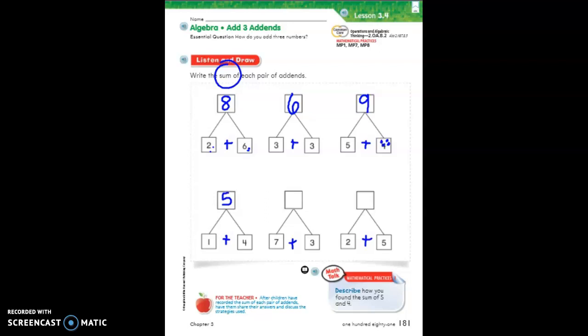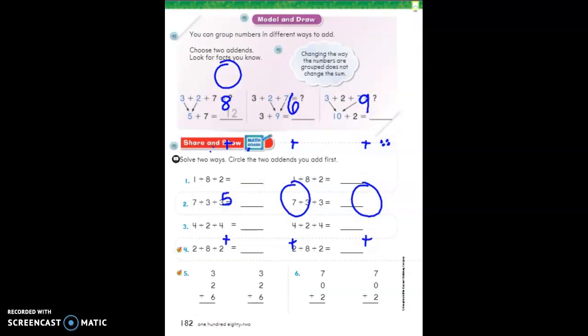So we have 7 plus 3. You're going to put your answer up here. And 2 plus 5, put your answer up here. Remember to start with the bigger number when you are adding and count on and add the other addend. Let's go ahead and pause and finish those two. Okay. Next, we're going to flip to the next page.